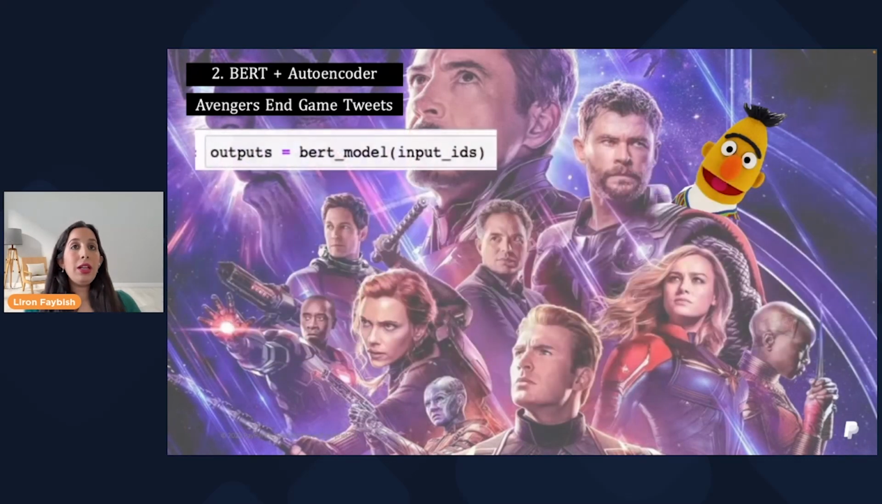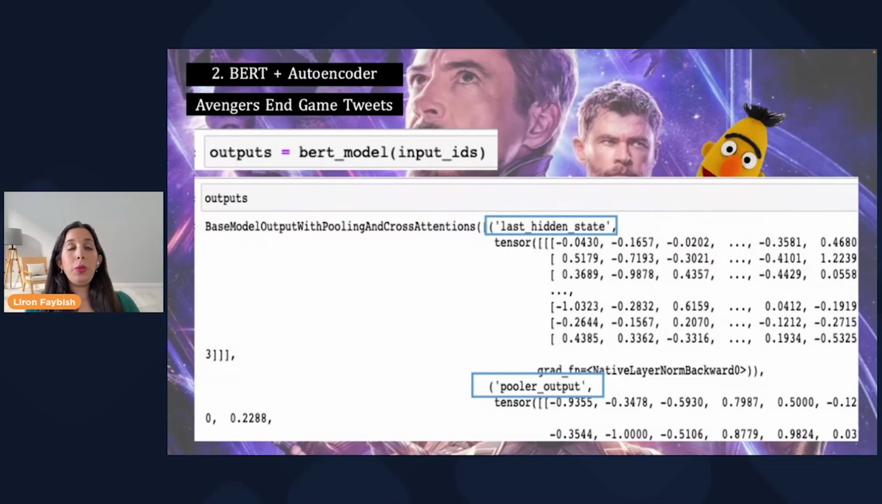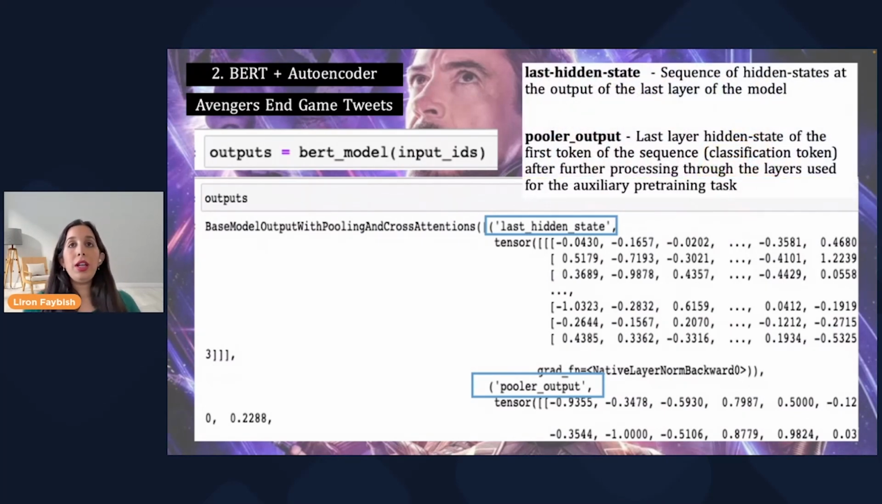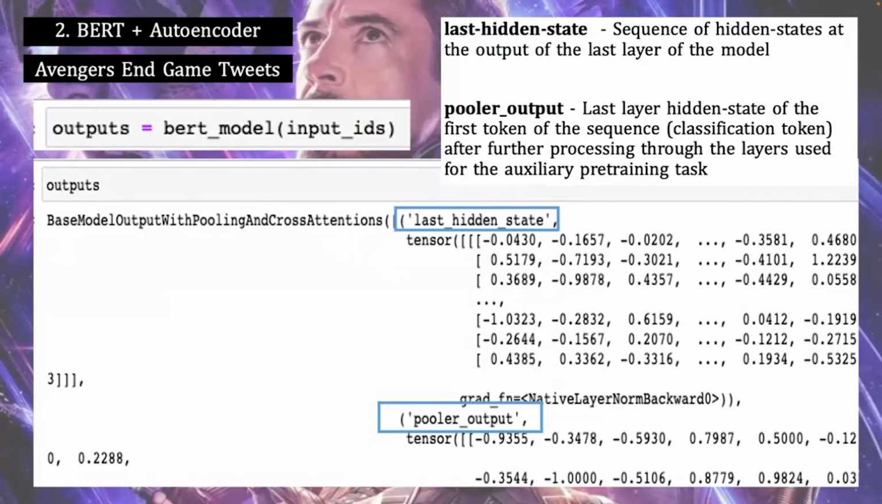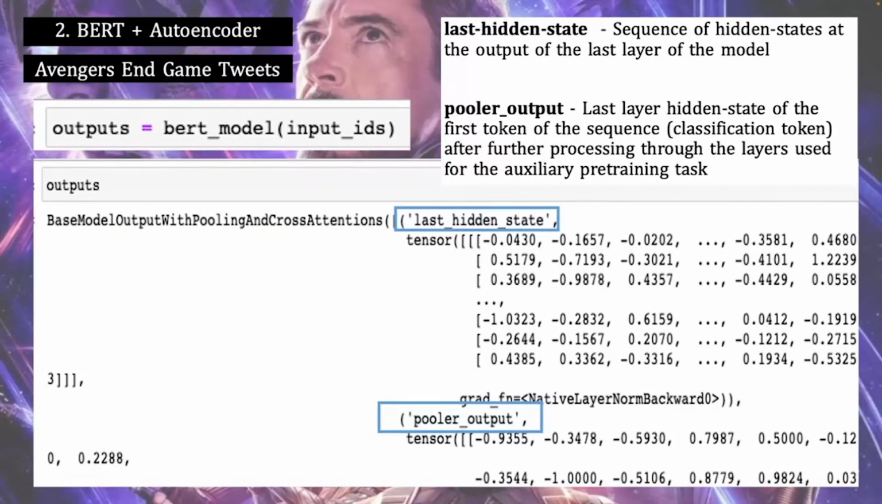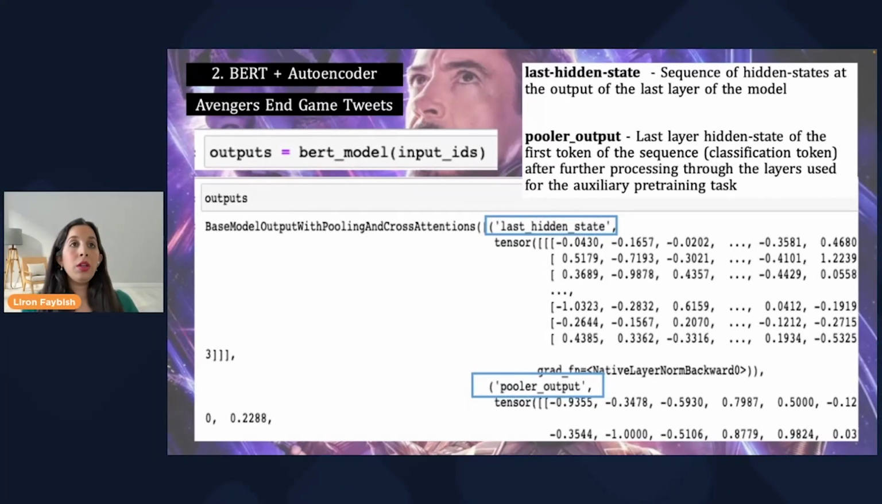Later, those tokens are the input to the BERT model, and its output has two parameters, the last hidden state and the pooler output. The last hidden state is the sequence of hidden states at the output of the last layer of the model, and the pooler output is the last layer hidden state of the first token of the sequence, which is the classification token, after further processing through the layers used for the auxiliary pre-training task. For our task, we are using the pooler output as the vector representation of the sequence. And now we have one vector representation per sentence, and that would be the input for our autoencoder.